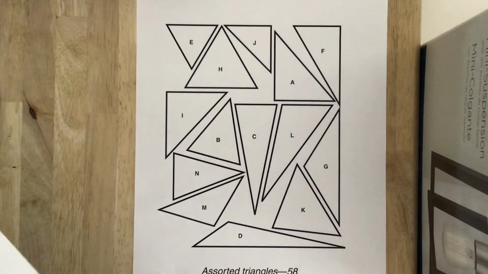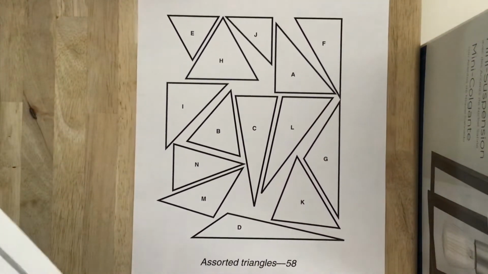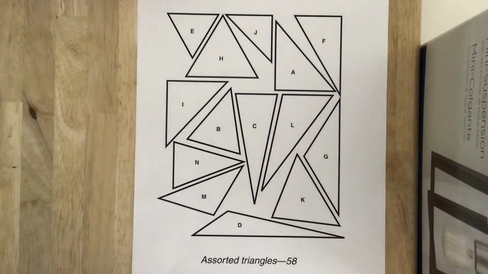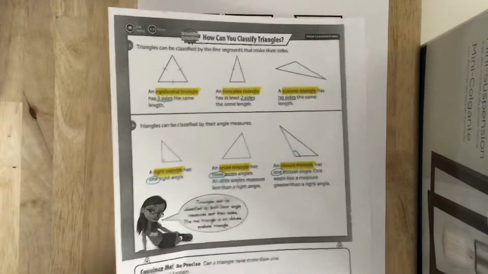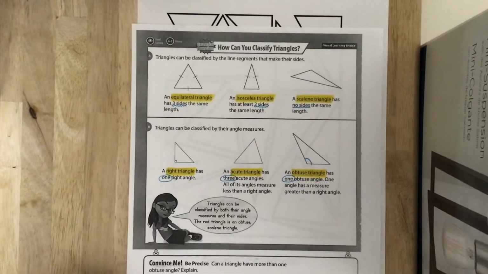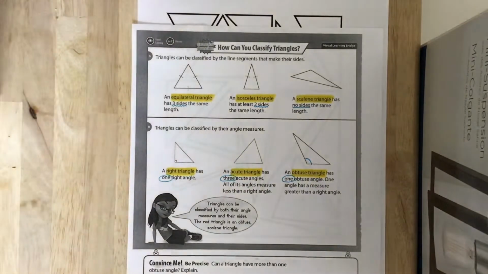Welcome to day 16 where we're going to be classifying different triangles. So you have a page of assorted triangles and you have to go through and label them. The two ways that we can classify triangles are shown on this worksheet from a previous day. It's good for us to review this worksheet before we start our work.